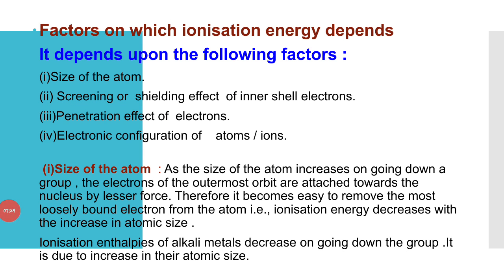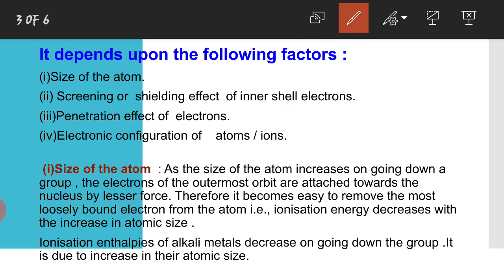Next, factors on which ionization energy depends. It depends upon the following factors. First, size of the atom. Second, screening or shielding effect of inner shell electrons. Third, penetration effect of electron. Fourth, electronic configuration of atoms or ions.